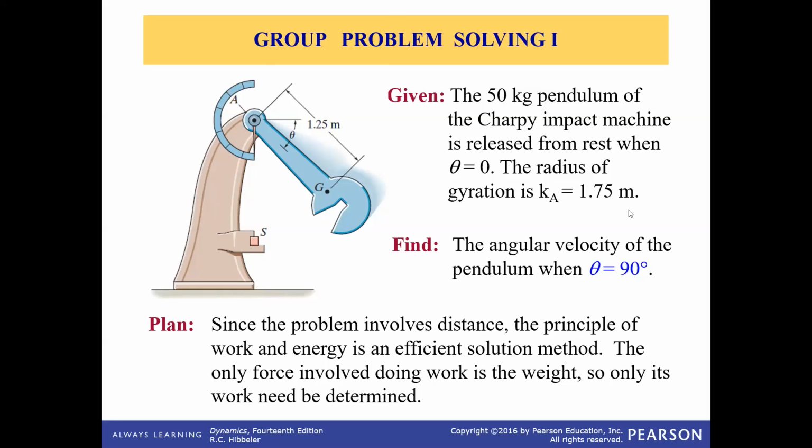Right, so Ka is the radius of gyration, which doesn't have to do with the physical length over there. So you use Ka to calculate your moment of inertia. If you do m times Ka squared, that's the moment of inertia about point A. Yeah, that's right.